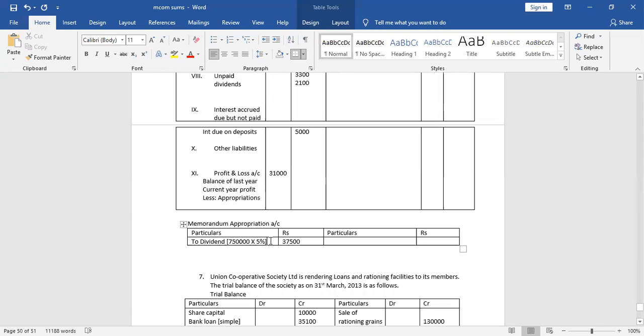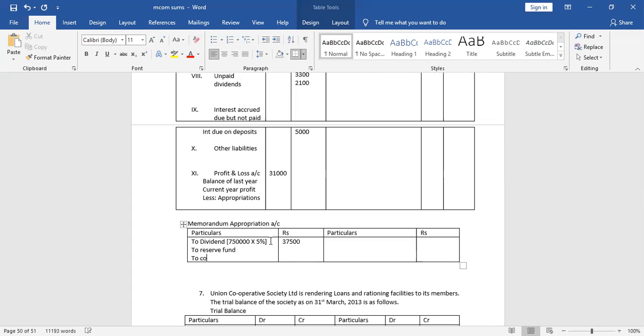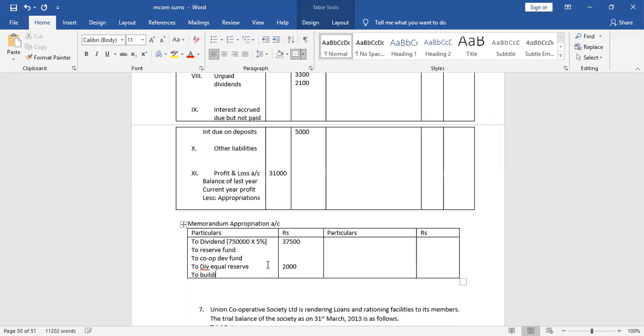So here it will come: to reserve fund, this will be 25% of net profit; to cooperative development fund, this is 5% of remaining profit after transfer to reserve fund; to dividend equalization reserve, this is 2,000, as we read it is given in the question; to building fund was 10,000, to building fund 10,000.